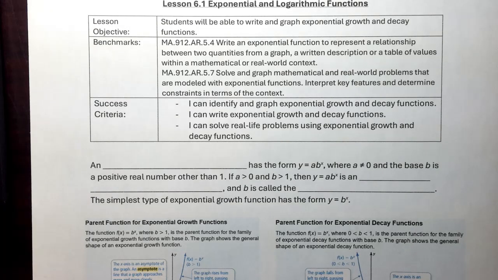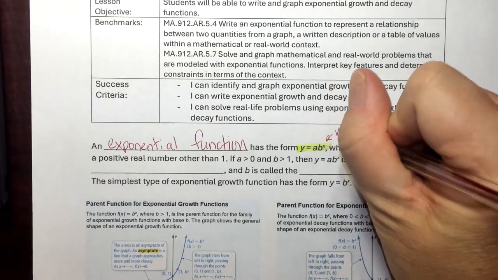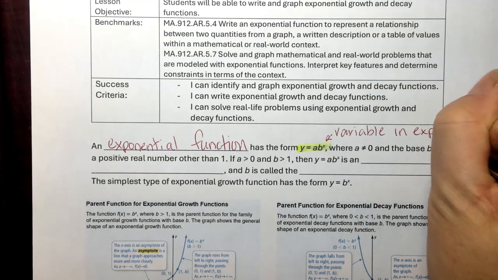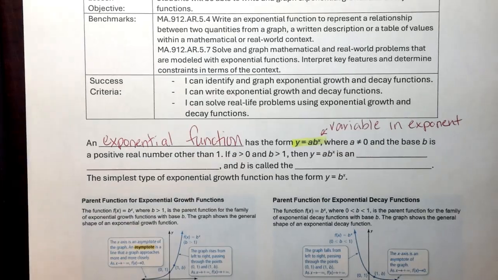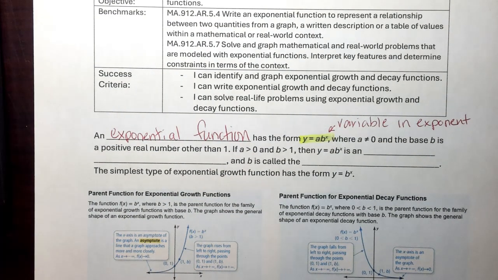So we're going to start off by talking about exponential functions. An exponential function has the form y equals a times b to the x power. So it has to have a variable in the exponent. That's how we know it's exponential. If it just has a 2 or a 3 or a 4, that is not exponential. That is squared or quadratic, cubic, quartic, and such. So it has to have a variable.